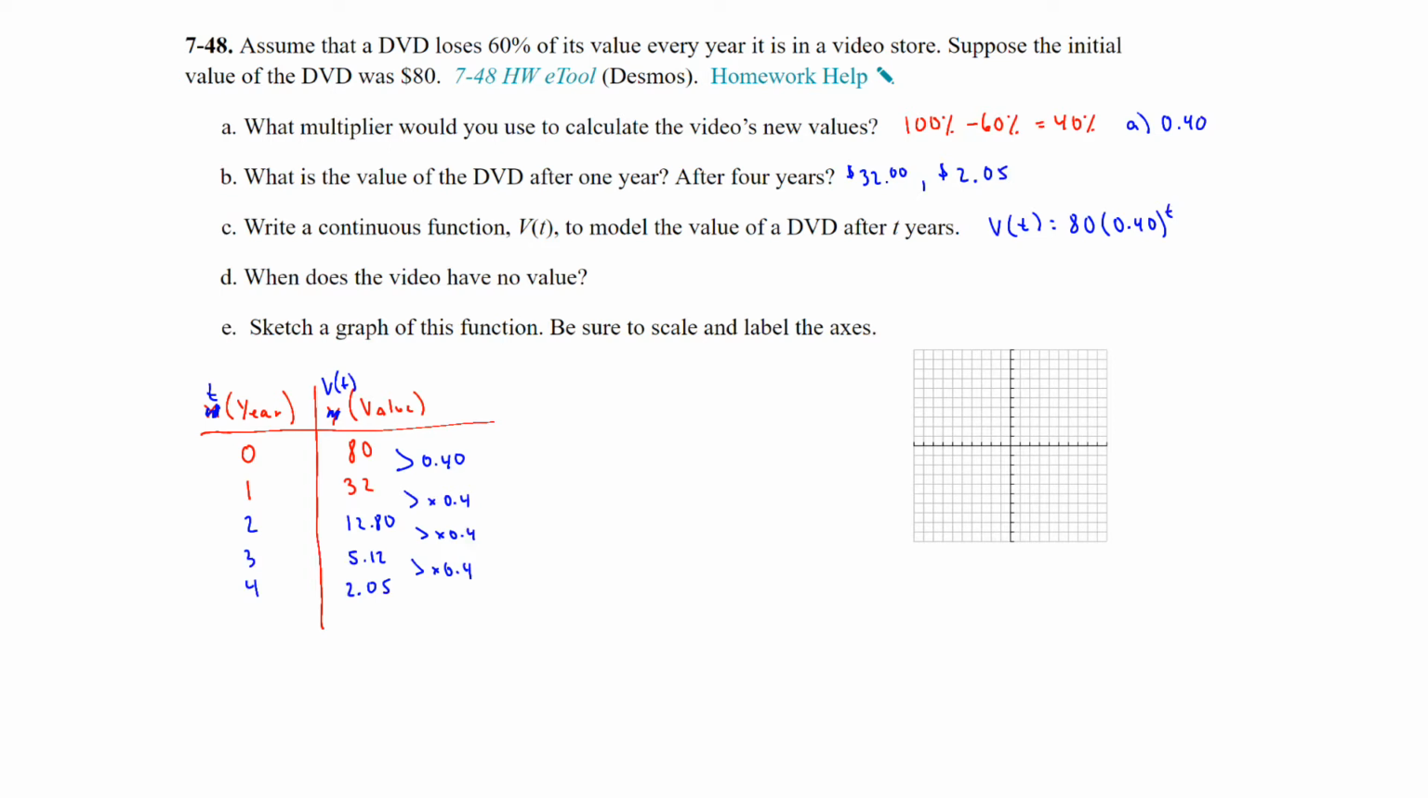Part D, when does the video have no value? Well, according to this model, it never will.